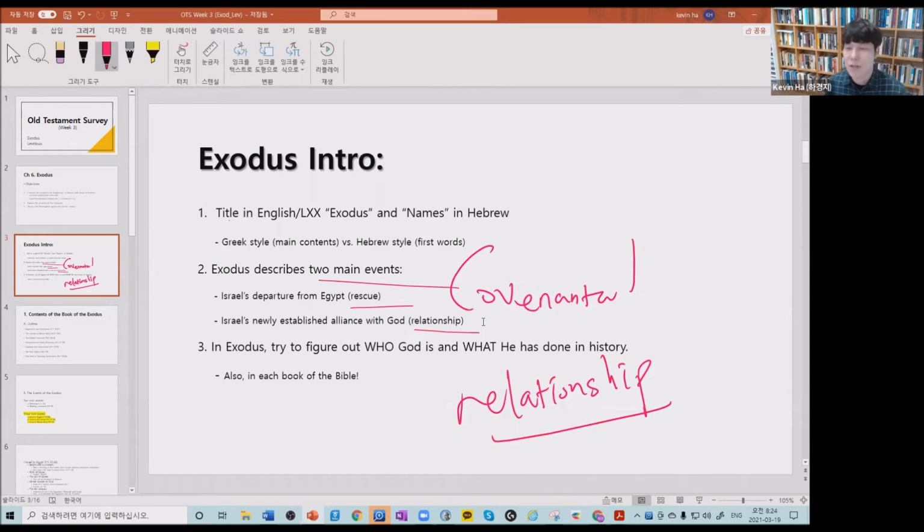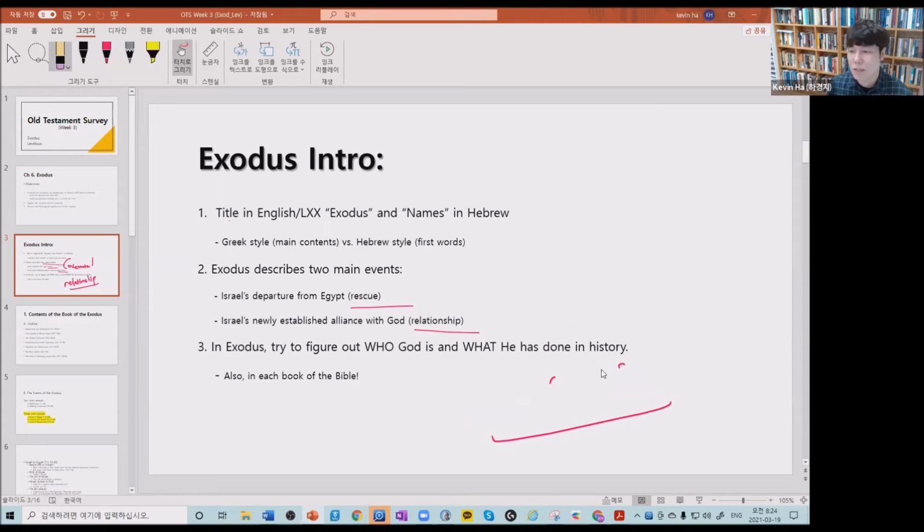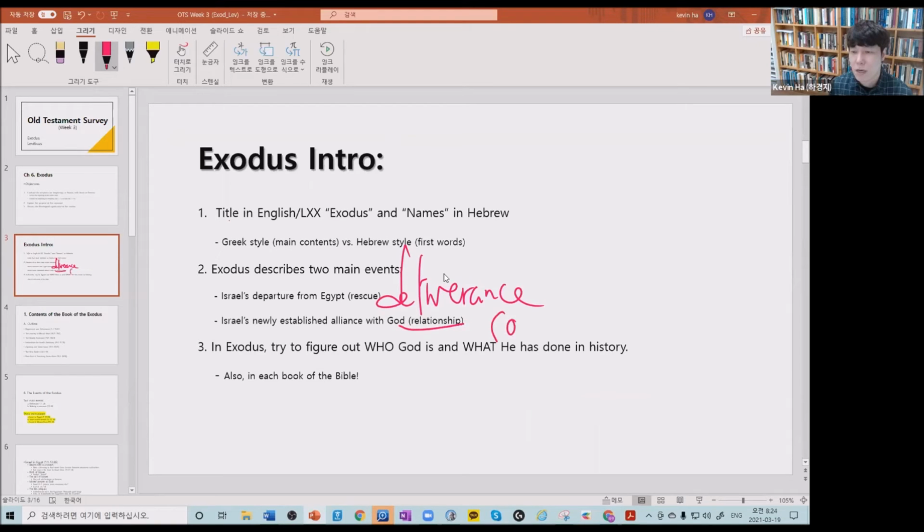He loves us forever. His love does not change because our relationship is based on the covenant promise. God is faithful in keeping his promise, not like humans. So two major things: rescue, or you can say deliverance, and then relationship. But this is a covenantal relationship. Two keywords when it comes to the main idea or main events of Exodus.